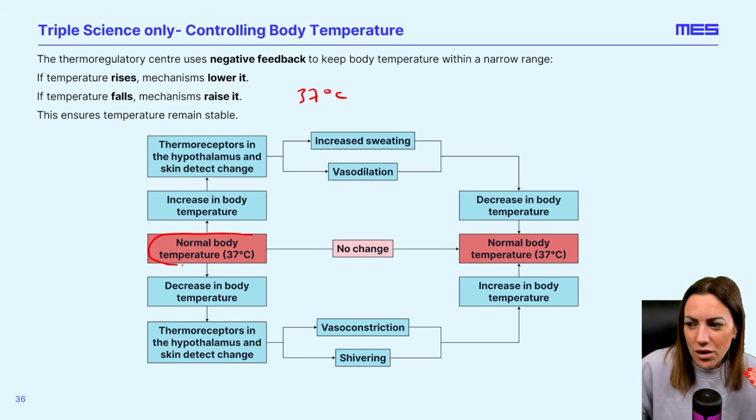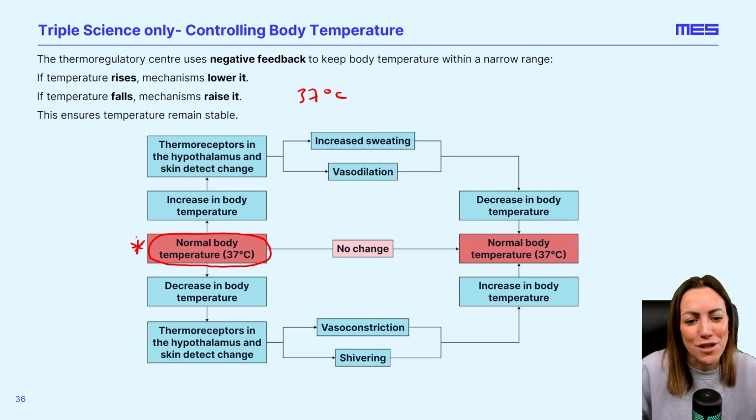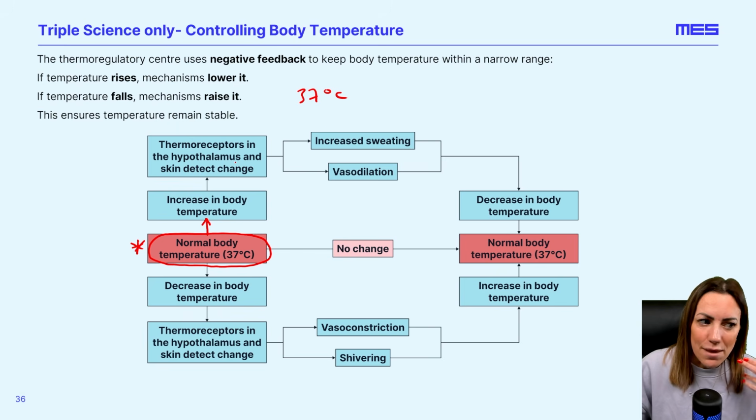So let's imagine we've got normal body temperature to begin with. And that's what we want, right? We want normal body temperature, 37 degrees C. But then there's an increase in body temperature. So it's a hot day. If the body temperature increases, thermoreceptors in the hypothalamus and the thermoreceptors in our skin will detect this change. And remember, the thermoreceptors in the skin will send electrical impulses to the hypothalamus. So the hypothalamus has information on the skin temperature as well as the core or the blood temperature. If they detect that the body temperature has increased, there are two main things that will happen.